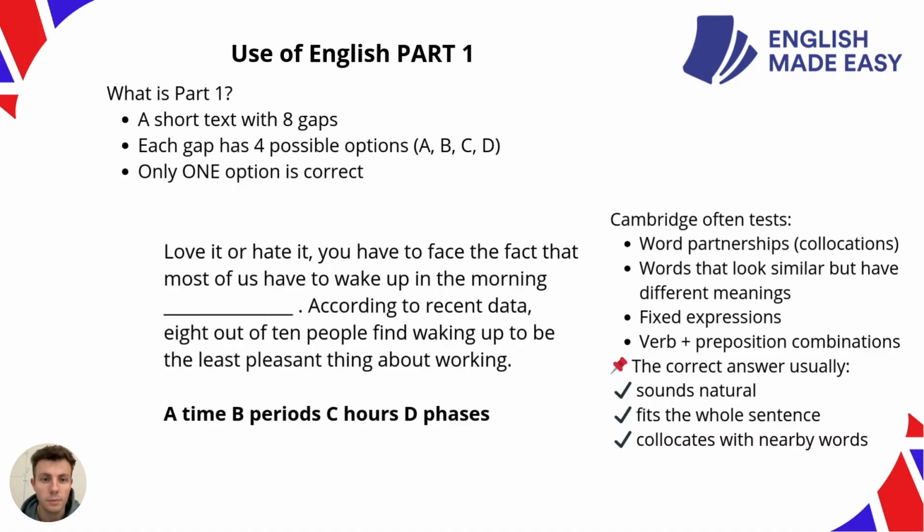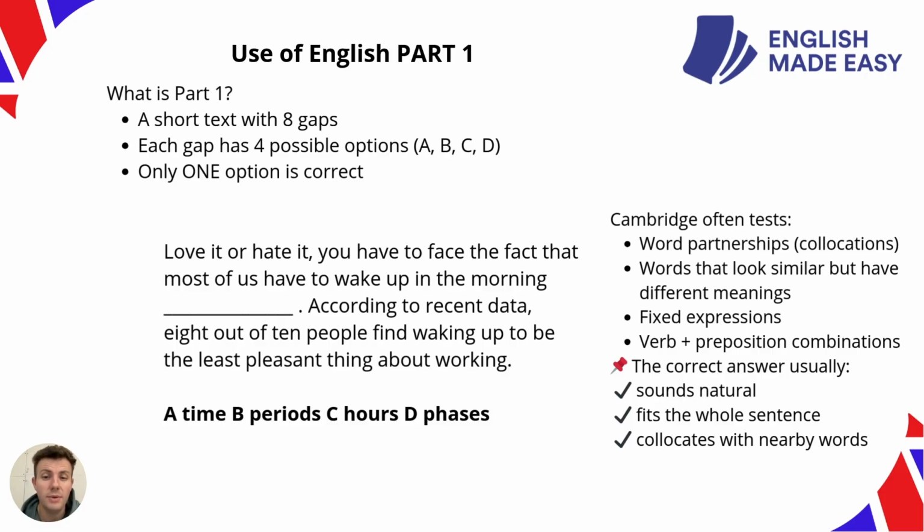So, Use of English Part 1. What is Part 1? A short text with 8 gaps. 8 gaps again, the same as Part 3. But this time es tipo test. A, B, C or D. Con opción múltiple. Okay? Only one answer is correct. You can only select A, B, C or D.